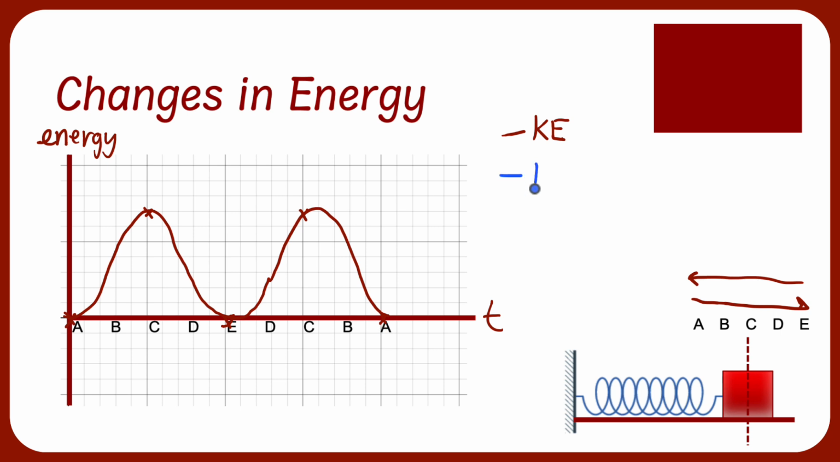Let's do potential energy. At A, it would be its maximum. At C, it's 0. E, maximum. C, 0. Back to max. Again, in one cycle of my mass spring system, I actually have 2 complete cycles of my potential energy, so it has twice the frequency and half the period.